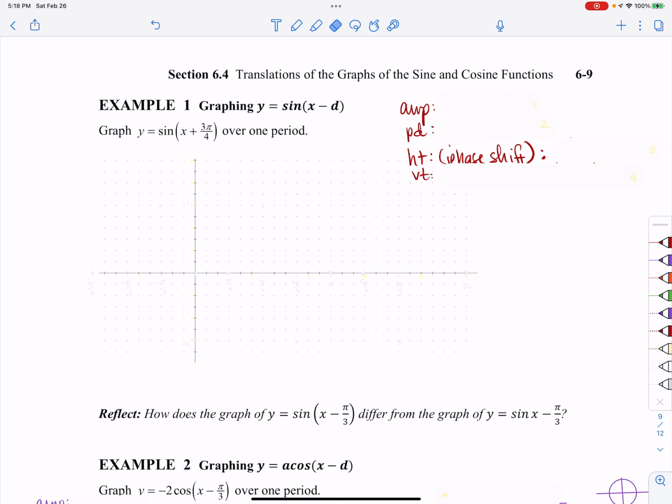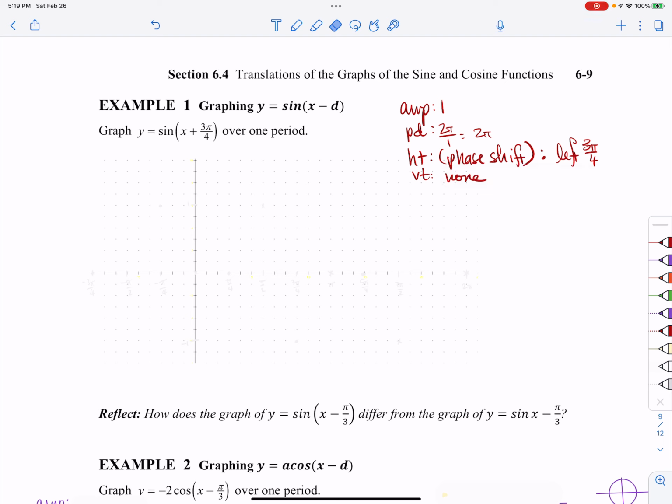As I look at my equation, the first thing I see is that my amplitude is 1. My period is 2 pi over b, so that's going to be 2 pi over 1, which is 2 pi. The inside here tells me that I'm going to have a horizontal translation. This can also be called a phase shift, P-H-A-S-E, phase shift. And so we're going to be going to the left 3 pi over 4.